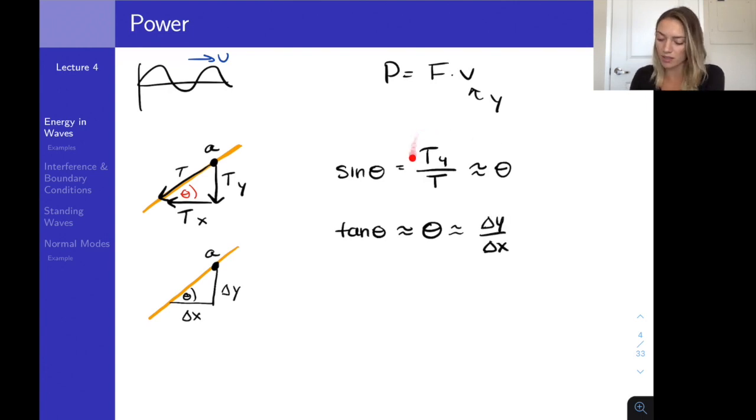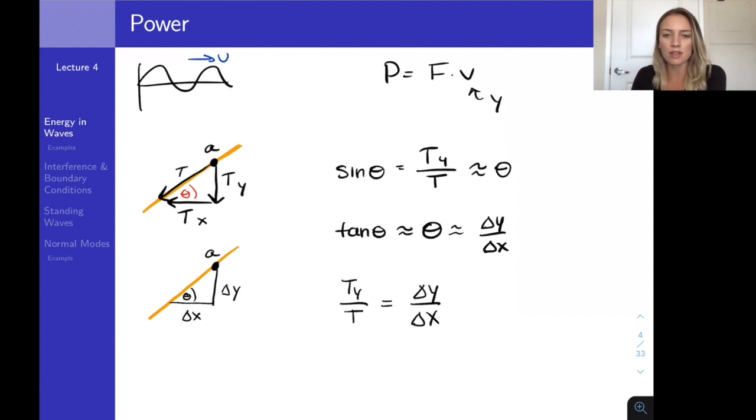And now I can equate these two things. Since I said both of these are approximately equal to theta, I'm just going to say they're approximately equal to each other. So now we're just going to say the tension in the y direction over the tension is equal to delta y over delta x.